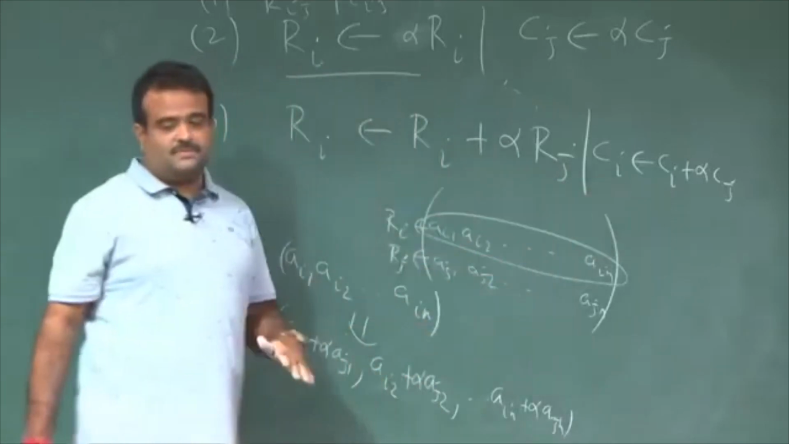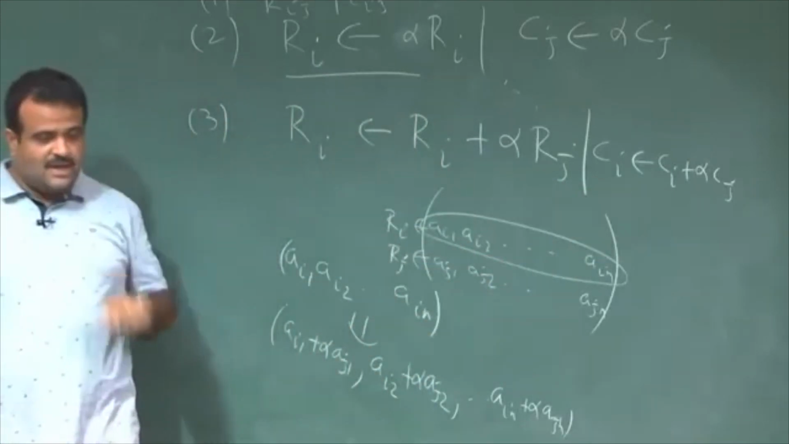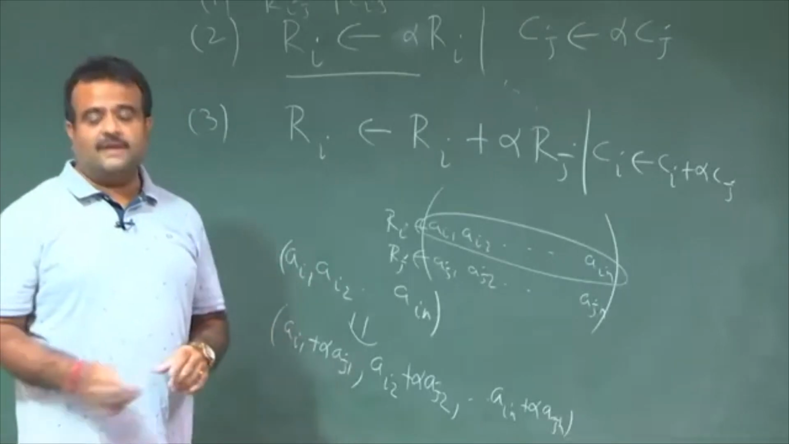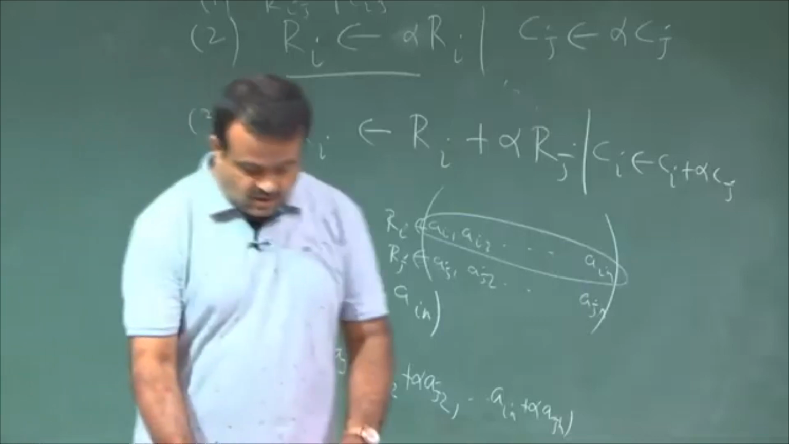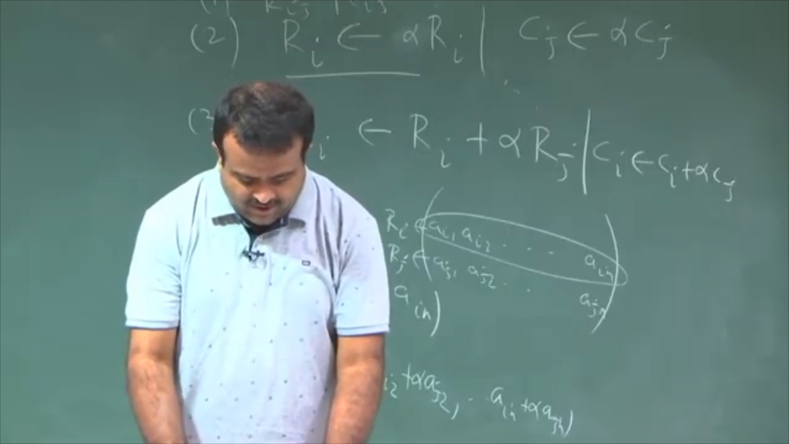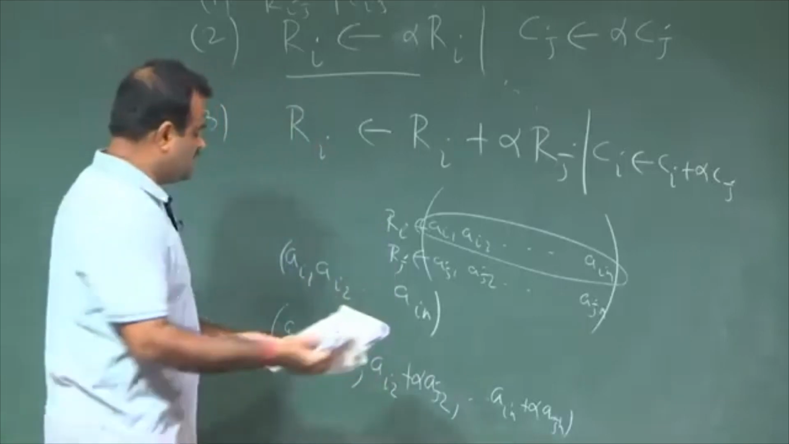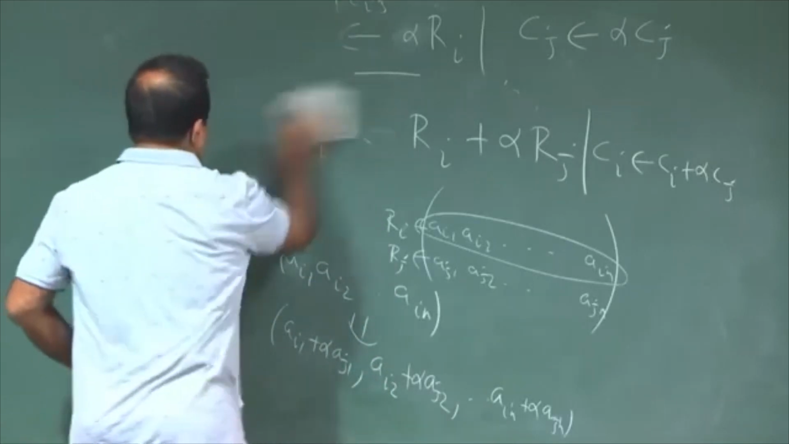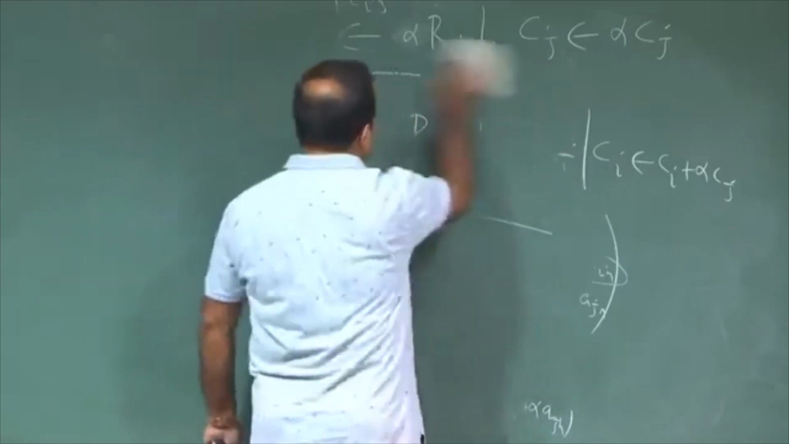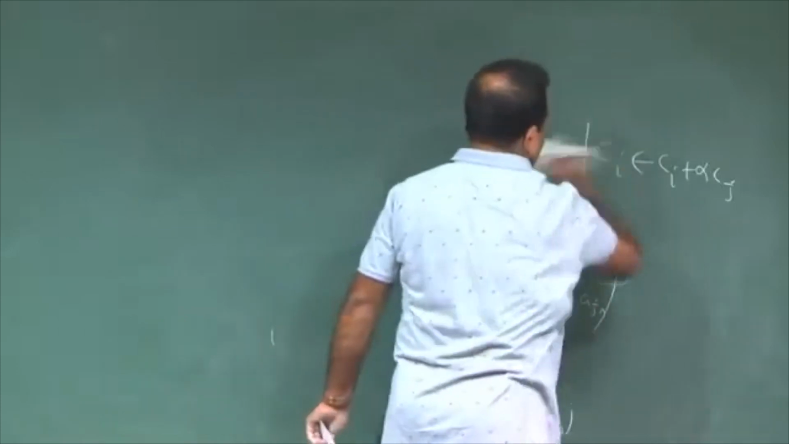So there are three types of elementary operation we are considering, and this will be useful for finding the rank of a matrix. Just we will see how it will help us find the rank. Let us consider an example where we will apply these row operations and column operations to get the rank of a matrix.